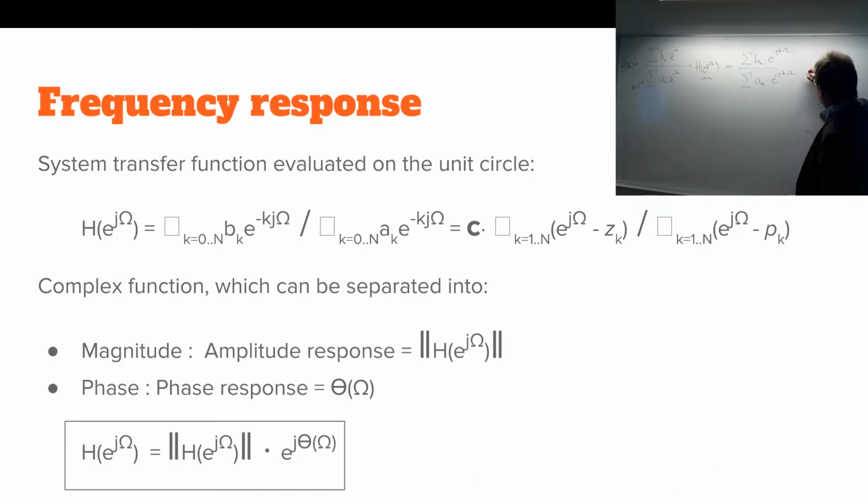I'll also write the other form. So this is also b0 divided by a0 times the product form. When you calculate the roots of the polynomial, you get the zeros and poles: the product of e^{j omega} minus z_k over the product of e^{j omega} minus p_k. Those are the zeros and poles of the system. Okay, good.